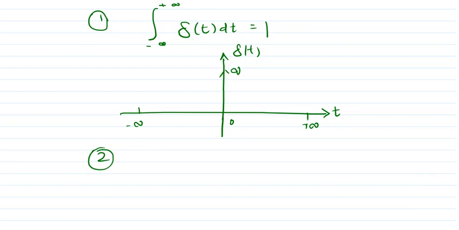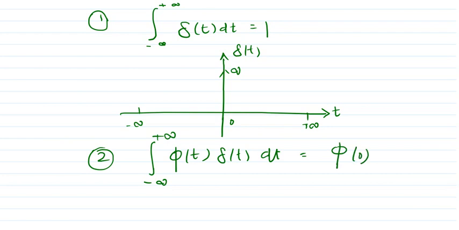The second thing is, if we multiply any continuous time test signal phi(t) with delta(t), what will we get? We will get phi(0), phi naught.